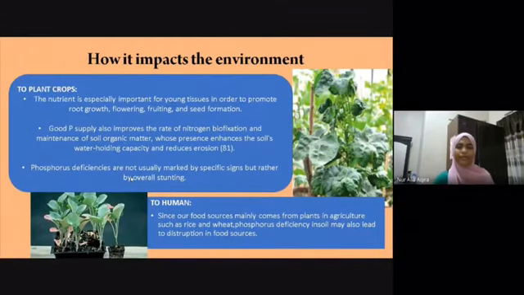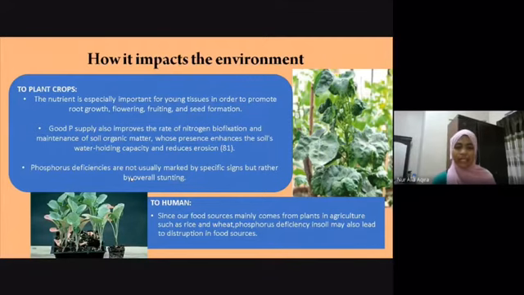Phosphorus deficiency may impact our environment, especially plant crops. The nutrient is especially important for young tissues in order to promote root growth, flowering, fruiting, and seed formation. Good phosphorus supply also improves the rate of nitrogen biofixation and maintenance of soil organic matter, which enhances the soil's water-holding capacity and reduces erosion.